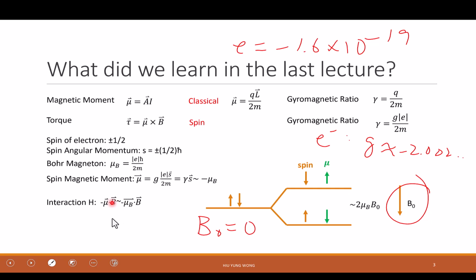And what is the interaction? This is negative mu dot B. If mu and B are in the same direction, then the dot product is positive, then times negative is negative, right? So if they're in the same direction, then you're going to have lower energy. That is what I'm showing here. This is mu, this is B, they are pointing down. So they have a lower energy. They reduce the energy by negative mu B0. Make sense? But if they are in the opposite direction, then it will increase.